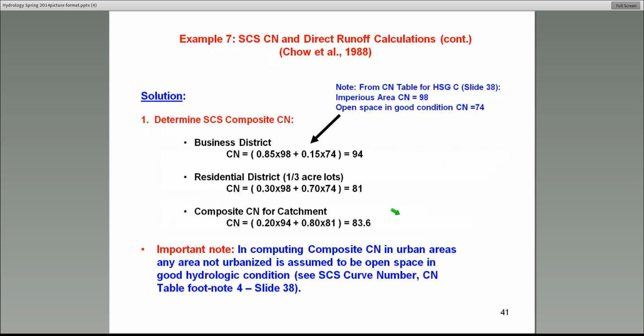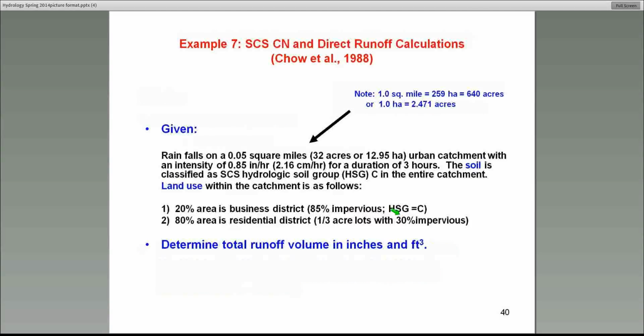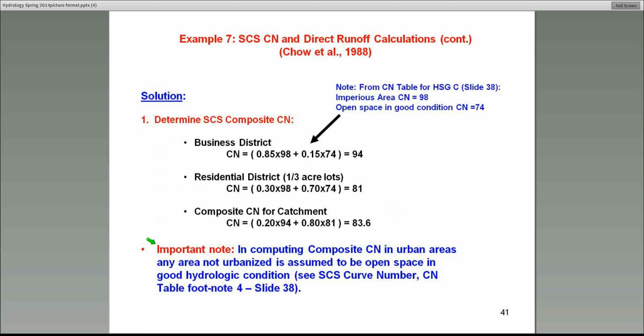In this case, let's do the compositing of the SCS curve number first. By the way, the goal is to determine the volume of direct runoff. That's what I'm going to illustrate to you using this SCS method. The first thing we have to do is composite the curve number for the entire area. For the business district curve number first, it was 85% impervious, so 0.85 times 98. The remaining 15% is pervious in good hydrologic condition. From that slide on the curve number table, that's a curve number of 74. So the total composited curve number for the business area is 94.